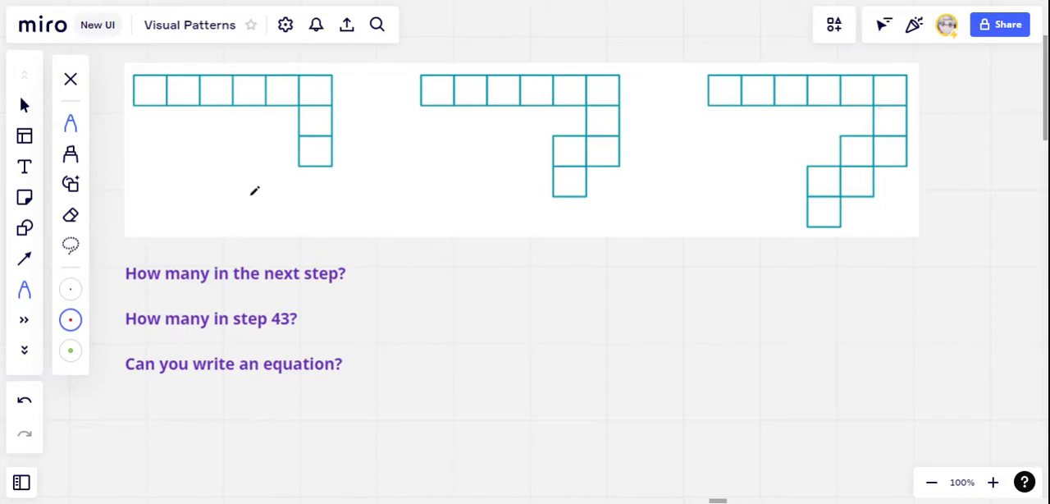So you can see here we have our visual pattern. Here's step one, here's step two, here's step three. And your challenge is to predict how many squares there are going to be in step number 4. So that's the first part of the challenge.